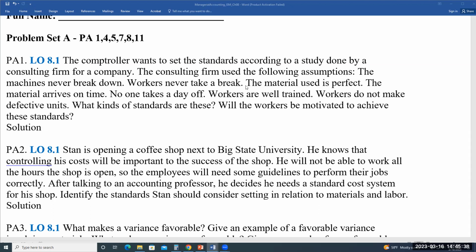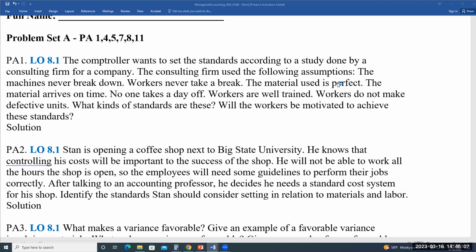Actually, that sounds illegal, right? By law, you have to give your workers a break if they're hourly. The material that is used is perfect. The material arrives on time. No one takes a day off. And workers are well trained. And workers do not make defective units. And the question is, first question, what kinds of standards are these?